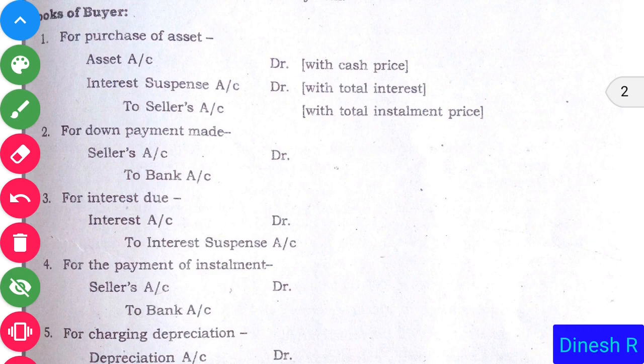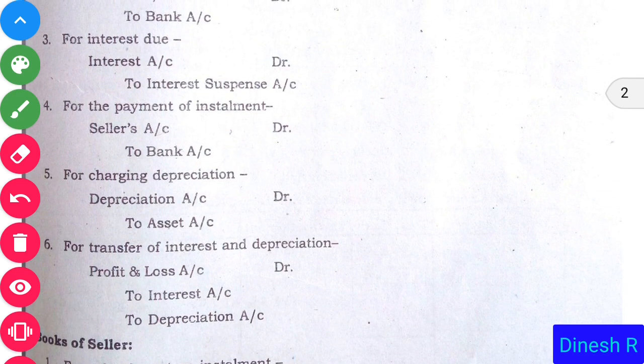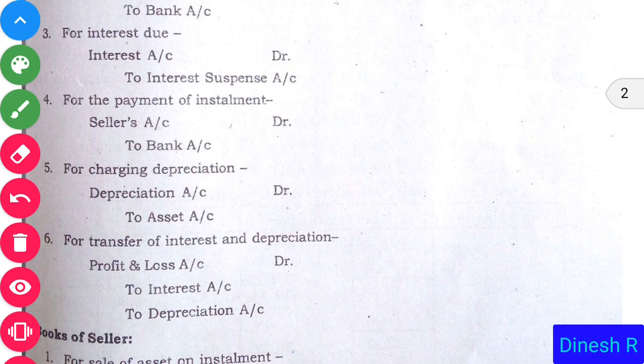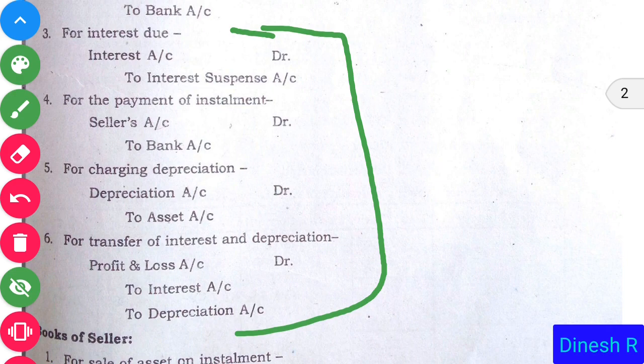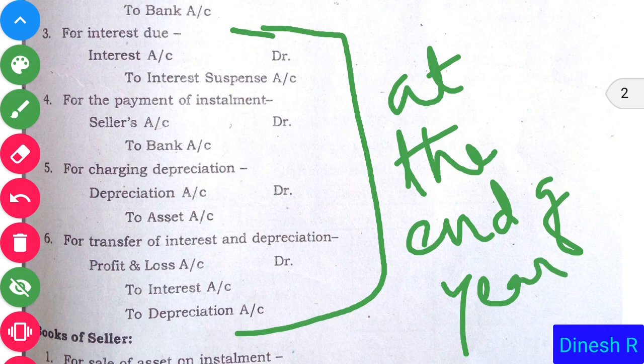So that's very important. That means at the beginning of the year, the remaining 4 journal entries are there, that is 3, 4, 5, 6. These journal entries will come generally at the end of the year. These 4 journal entries will come at the end of the year. So in each year ending, these 4 journal entries will come until the final settlement. So look at the journal entries. What are the journal entries there?